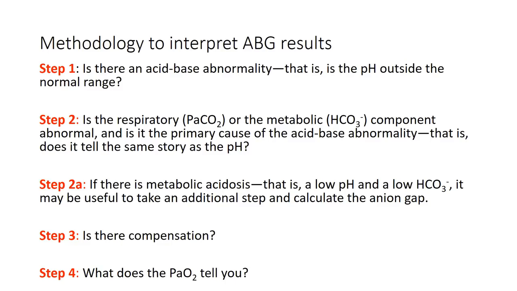In step 3, we're going to look at the opposite system. So say we've got a respiratory acidosis, we're going to look at the metabolic system. Is there compensation? So if there's a respiratory acidosis, has the bicarbonate level also gone up to try and buffer the CO2? Is there compensation? Step 4, what does the arterial pressure of oxygen tell you? Is it type 1 or type 2 respiratory failure? Now, the arterial pressure of oxygen, as we said earlier, does not affect the acid-base balance, which just tells you whether the patient's hypoxic and if they've got type 1 or 2 respiratory failure.